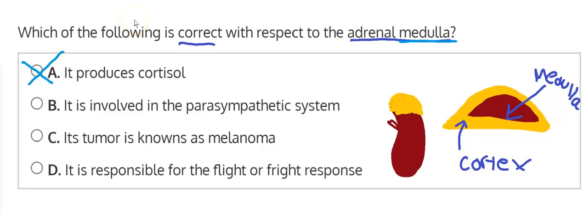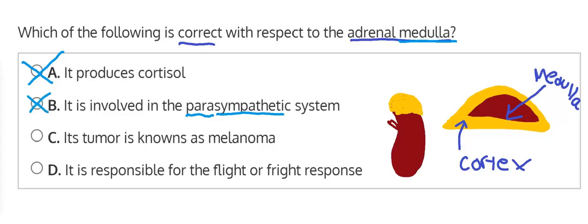Option B says that the adrenal medulla is involved in the parasympathetic system, but we have to be careful because look, it says parasympathetic when the adrenal medulla is actually involved in the sympathetic system, which is your fight or flight system. And the reason the adrenal medulla is involved in the fight or flight or sympathetic system is because it's involved in the process of releasing epinephrine, which is your fight or flight hormone. So we could eliminate option B.